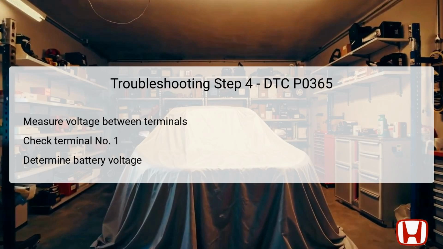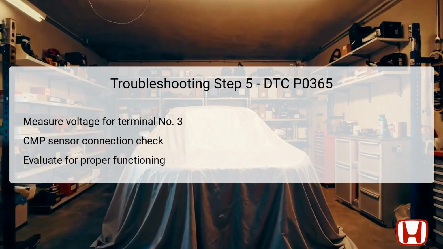If this measurement indicates battery voltage, it confirms that the circuit has a positive connection between the CMP sensor and the main power source. If the voltage is absent, investigate further to locate any open circuits within the wiring leading to the PGM-FI main relay 1, as repairs will need to be made to restore proper connectivity before proceeding.